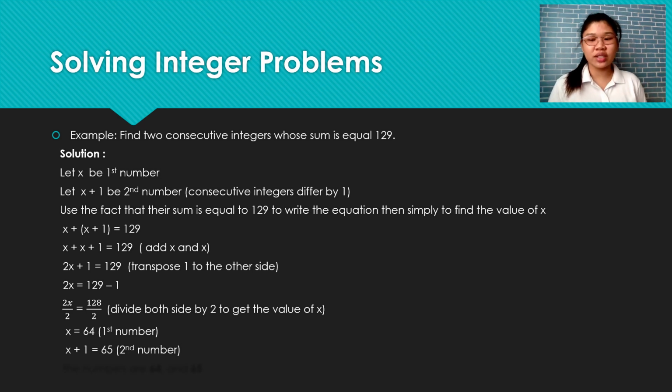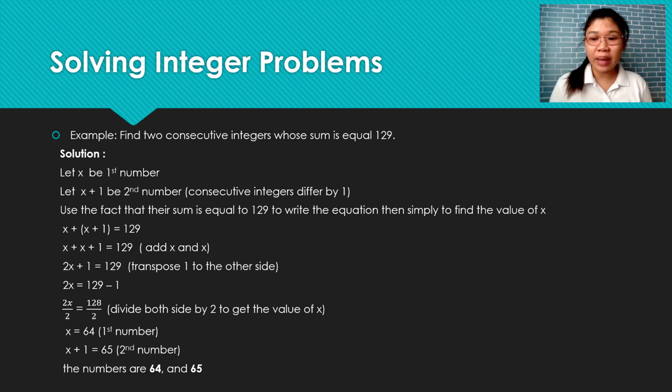Transpose 1 to the other side. So 2x is equal to 128. Divide both sides by 2 to get the x. X will be 64. But then the question is, find two consecutive integers. X being 64, we have only the first number, but we are also looking for the consecutive number, that is x plus 1. So our final answers are 64 and 65.